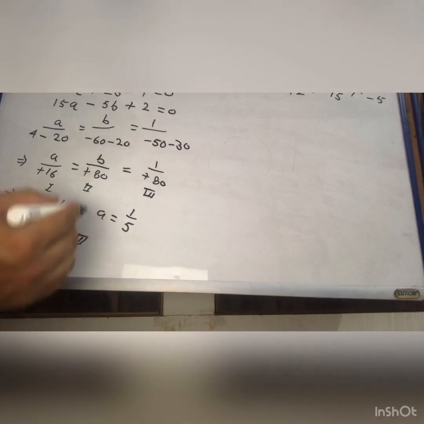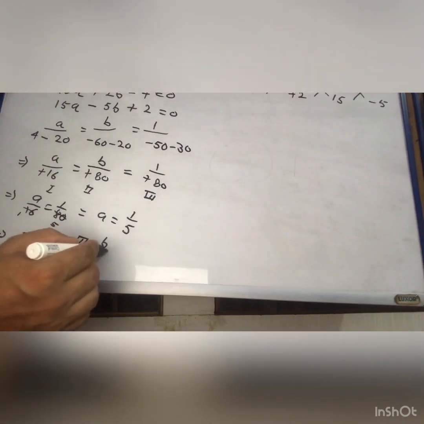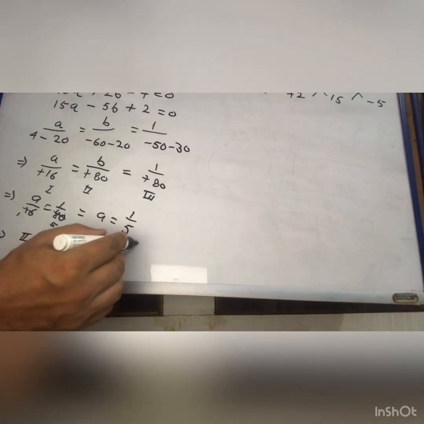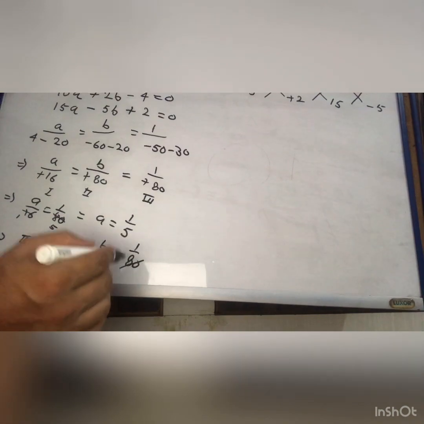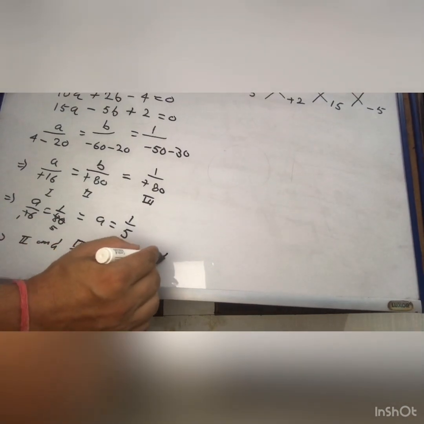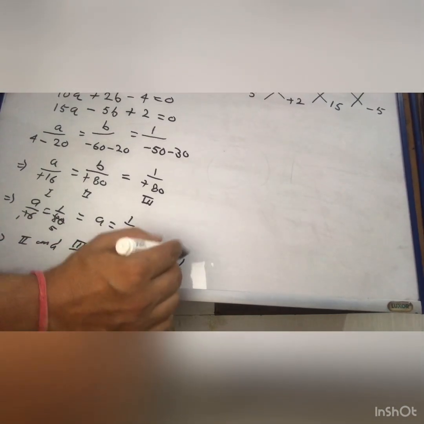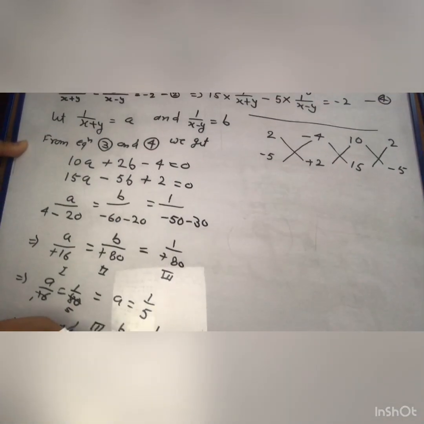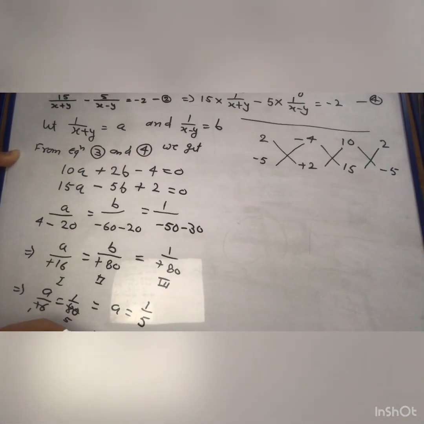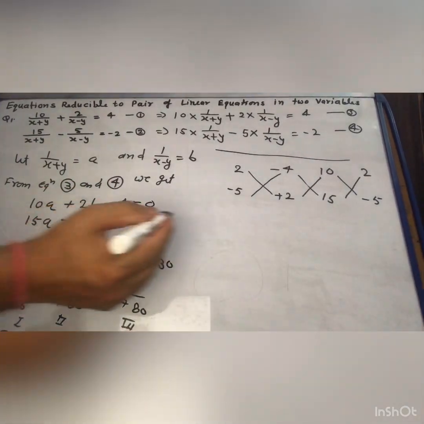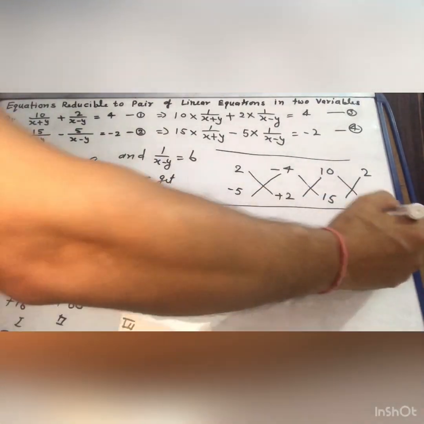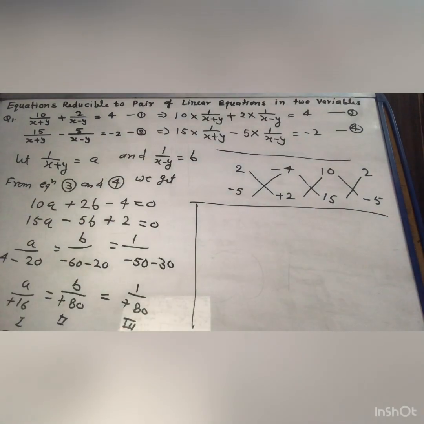Okay, and for the next, what you get from the first and second and third is B upon 80 equal to 1 upon 80. The 80 and 80 cancel from both sides, so you will get B equal to 1. Clear? Now, next step. This is the value of A and B.